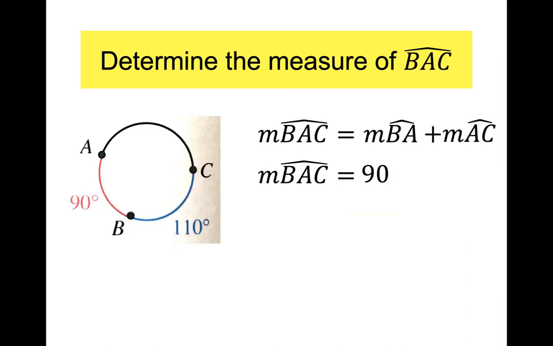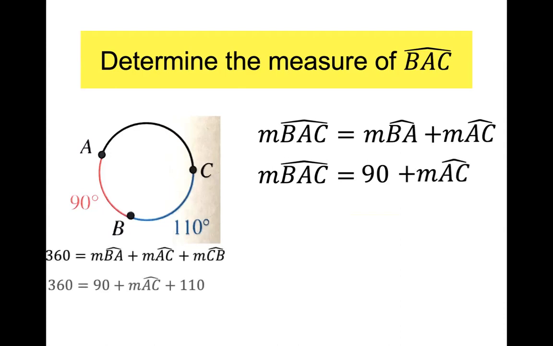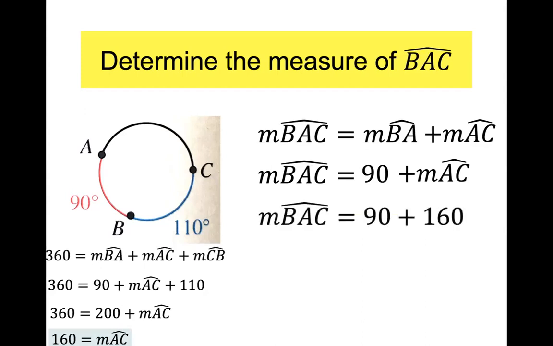A couple of different ways you can think about this one. The way I think about it is, there are two arc measurements there, 90 and 110, and there are 360 degrees in a circle. If I'm only missing one piece, 90 plus 110 is 200, and 360 minus 200 gives me the remaining piece, which is 160. So AC is 160. Toss that back into our original one: 90 plus 160 is 250 degrees. There are other ways of doing this one. That's how I think of it.